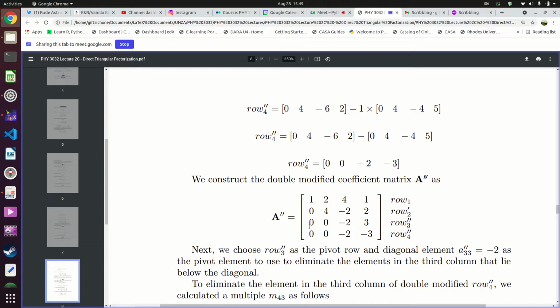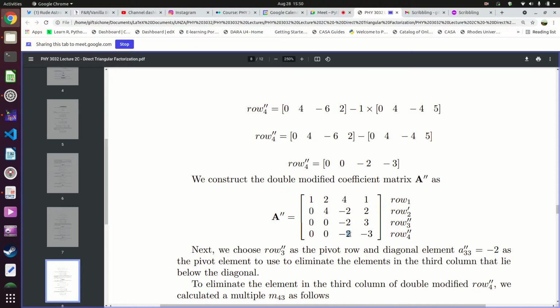So with this, we now select the third row as our pivot row, and in this third row, we look at the third column, and we look at the pivot element, which is minus 2. We select the diagonal element as our pivot element, and we use this one to eliminate the one below it. Once we do that, then we can assure ourselves that we have managed to convert our matrix A into an upper triangular matrix. Are we clear?